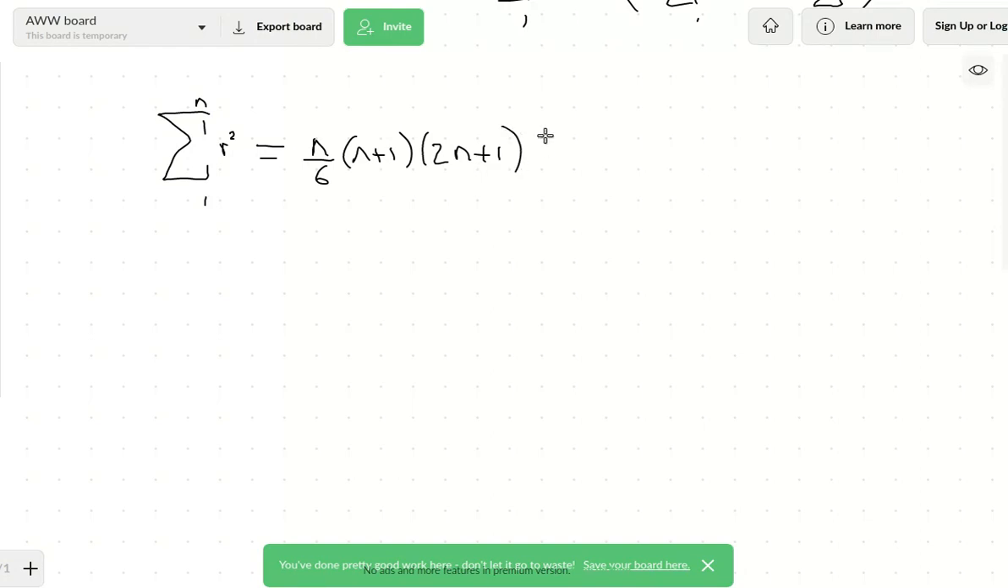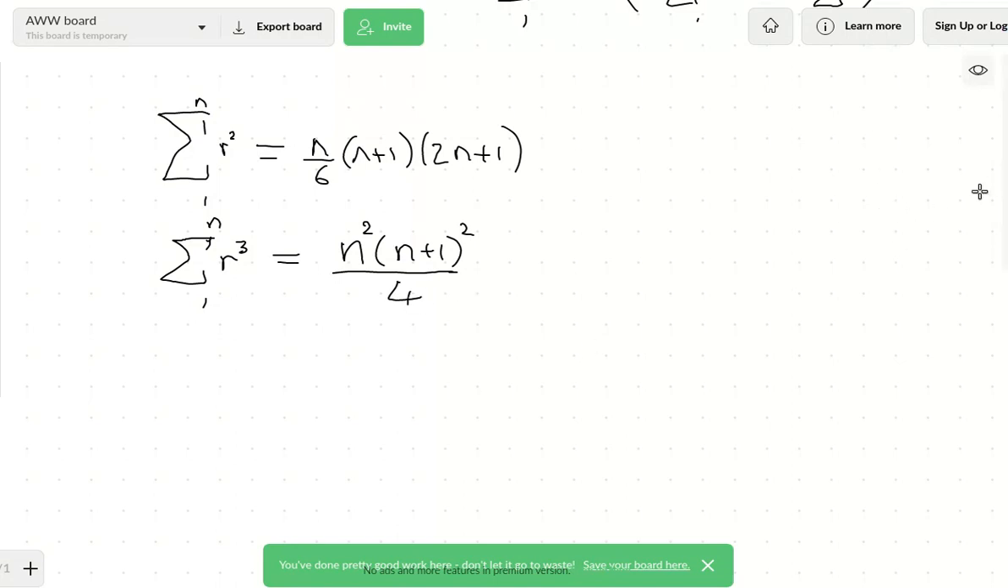Something interesting I want to point out in a second, but I'll just show you the sum of the cubes first. The sum from 1 to n of the cubes. So what we're doing here is we're summing the square numbers there, and we're summing the cube numbers here. This is easy to remember for a very important reason.